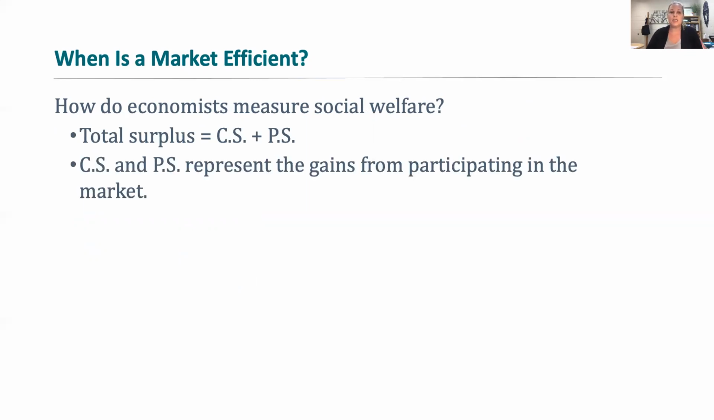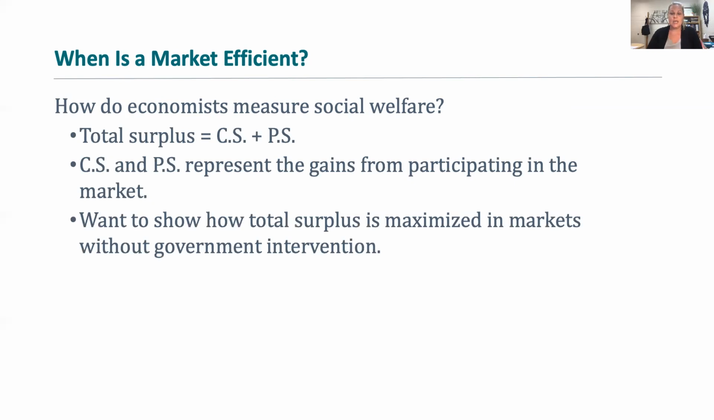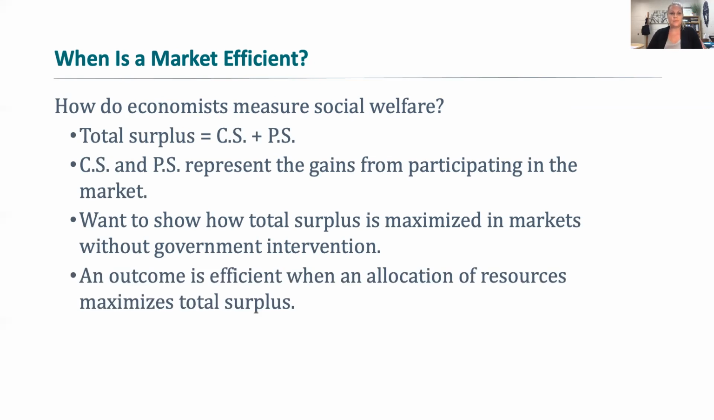Consumer and producer surplus represent the individual or collective gains from participation in market activity. And so we want to show how total surplus is in fact maximized in markets without government intervention, as long as we can reach equilibrium. The outcome is considered efficient because in equilibrium, the resources are allocated in a way that makes total surplus as big as it could possibly be.